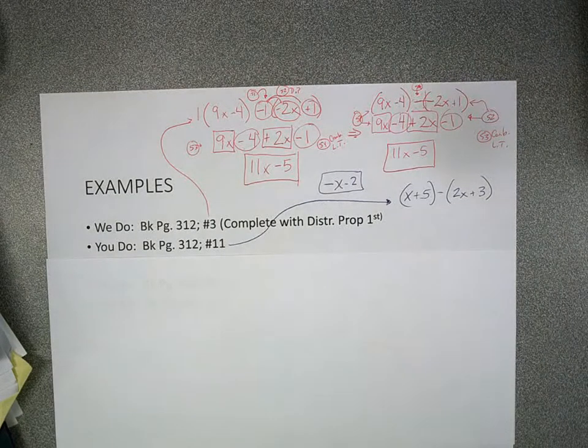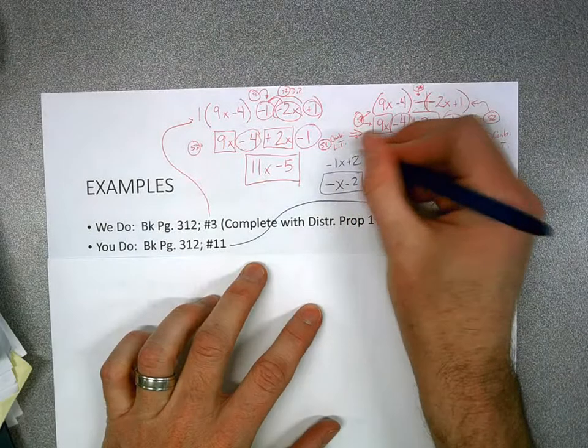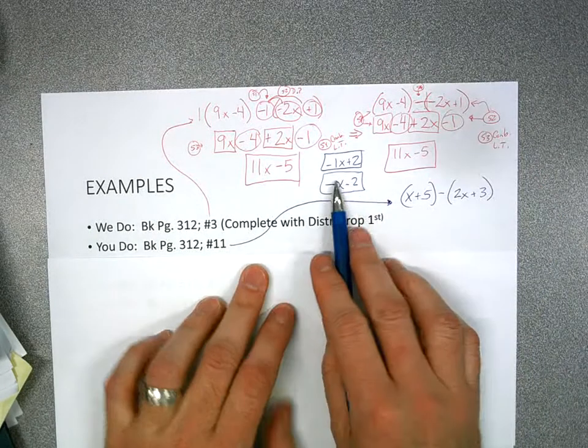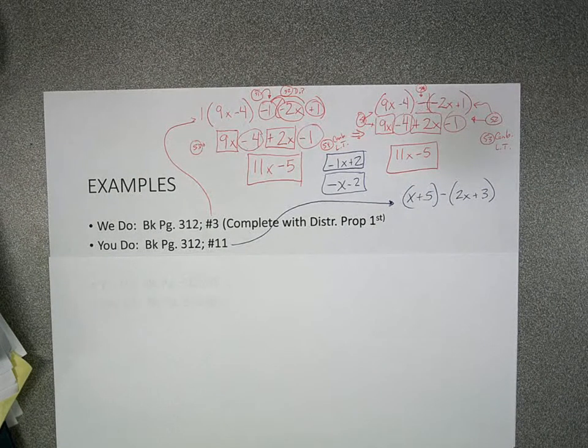Okay, let's get some other answers that could be out there. I got negative 1x plus 2. Negative 1x plus 2 or negative x plus 2. Agree, disagree with that one? Okay. Okay, anyone have something different?